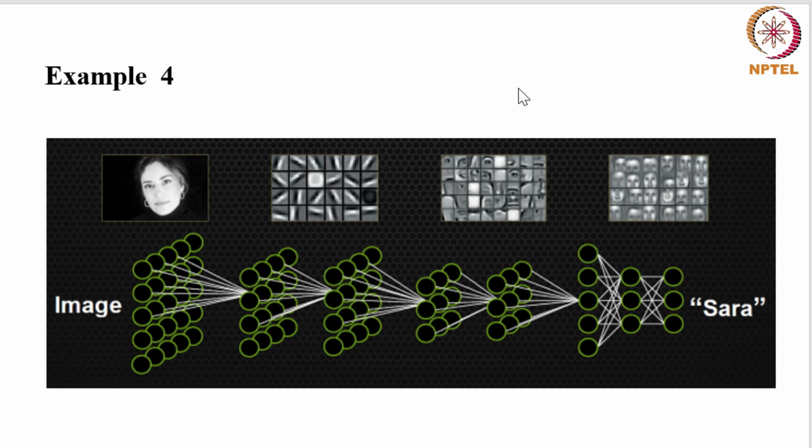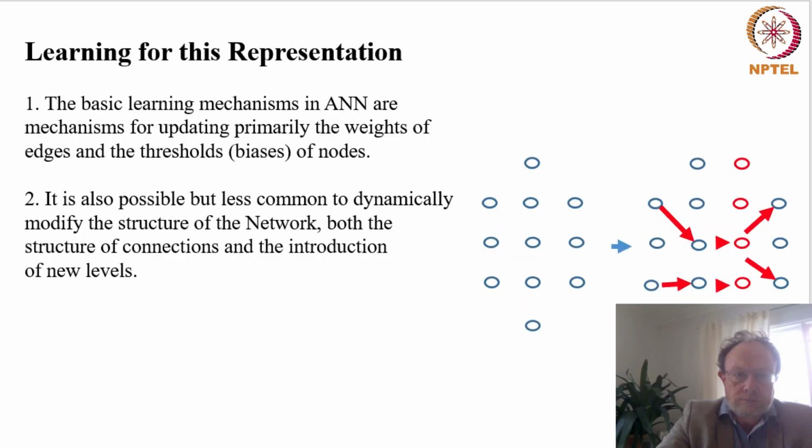So essentially, this example illustrates the case where your input is images, but you still want to get something semantically meaningful out of the system, which in this case is the name of the lady on the image. So let's turn now to what learning means in this kind of representation.